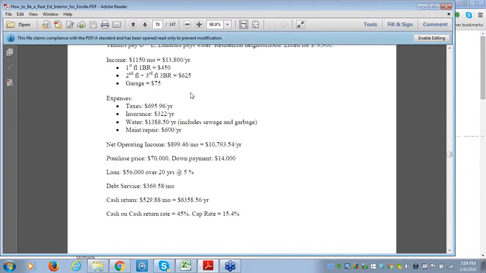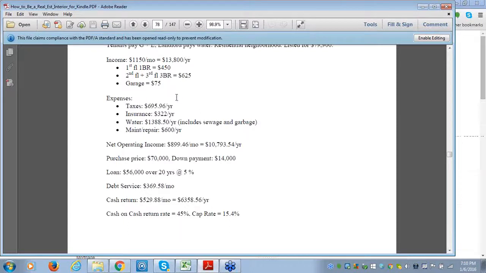We have a sample property here, and the gross monthly rent is $1,150. That's annualized at $13,800. Okay, and that means per year. That's what we mean by annualized. We break down the rents by unit. First floor is $450, second floor is $625, and the garage is $75 a month. So that's how you come up with your gross monthly rent of $1,150. All right, so we know we have a gross annual rent of $13,800. That's total rents coming in, not factoring in anything at all for vacancies and uncollected rents and so forth.